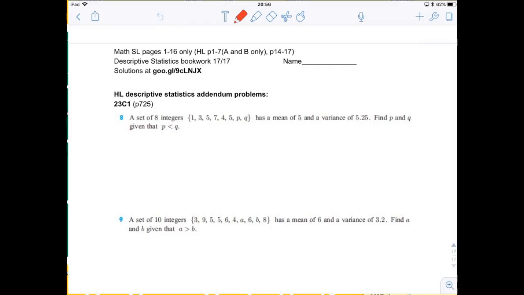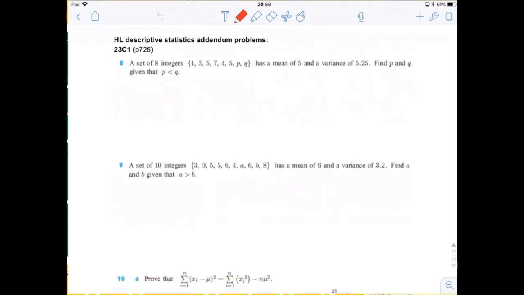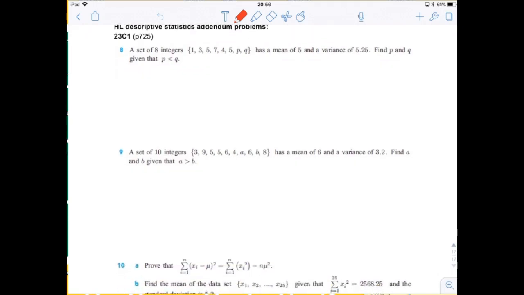Page 17 of descriptive statistics, only for HL. So, number 8, a set of 8 integers, these integers here, has a mean of 5 and a variance of 5.25. If you remember, mean is sometimes written as mu, Greek letter for m, and variance is sometimes written as sigma squared. Find P and Q given that P is less than Q.